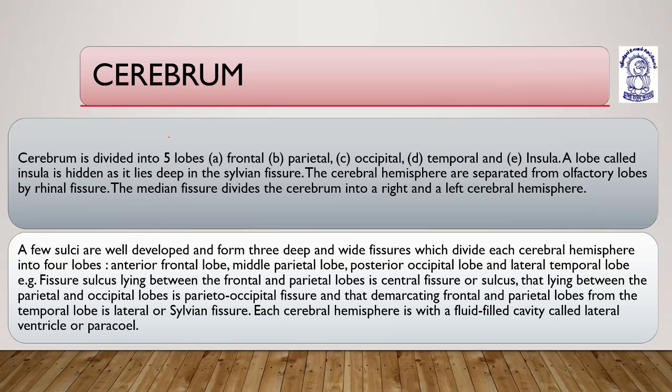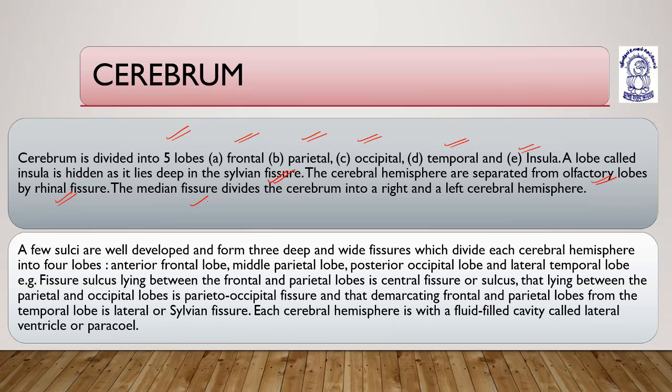Cerebrum. Cerebrum is divided into five lobes: frontal lobe, parietal lobe, occipital lobe, temporal lobe, and insula. A lobe called insula is hidden as it lies deep in the sylvian fissure. The cerebral hemispheres are separated from olfactory lobes by a rhinal fissure.